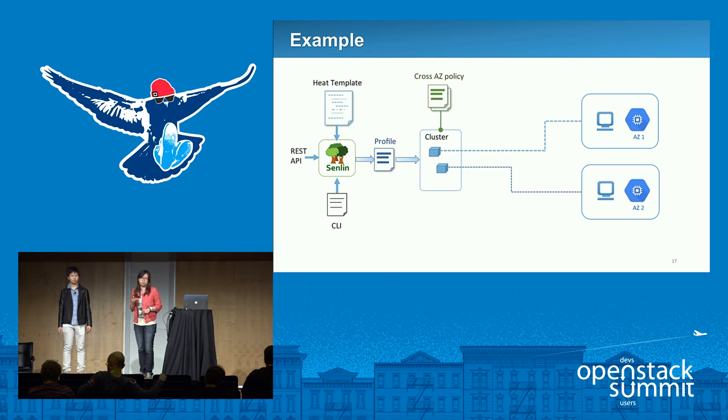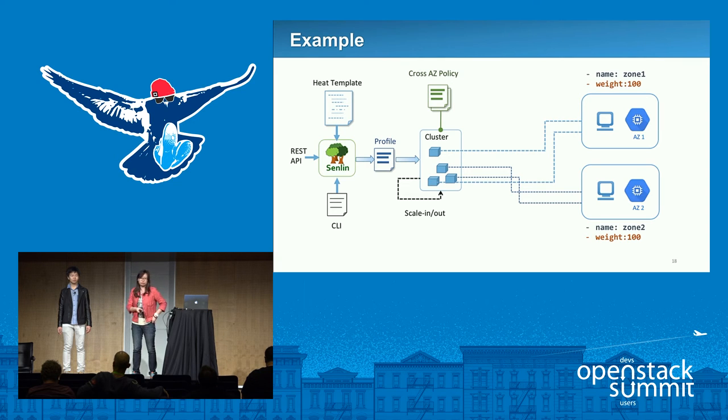As I showed on this page, you can use a profile to create a cluster and attach a cross-AZ policy to the cluster. After attachment, the placement of the new node, or which node to delete from the cluster, will be guided by the policy. If I give the two AZs the same weight, that means I want to put the new nodes into the zones in a balanced way. Anytime a scale in or scale out happens, we will put the new node into different rooms. Similarly, if you want to scale in, we will choose a proper candidate to delete, complying with the balance among different rooms.